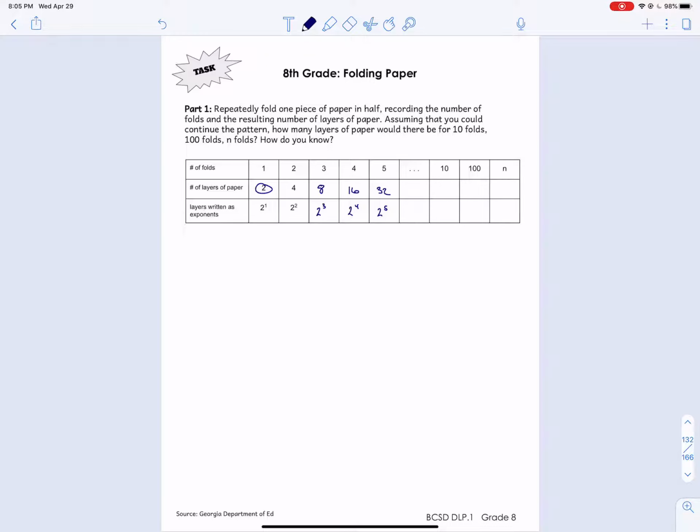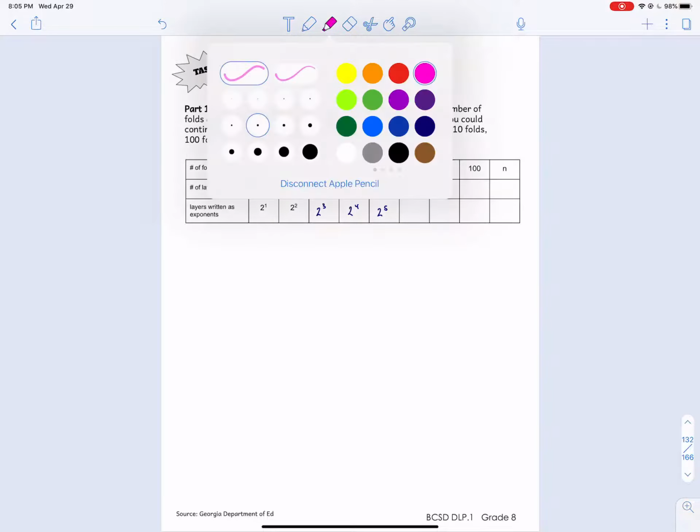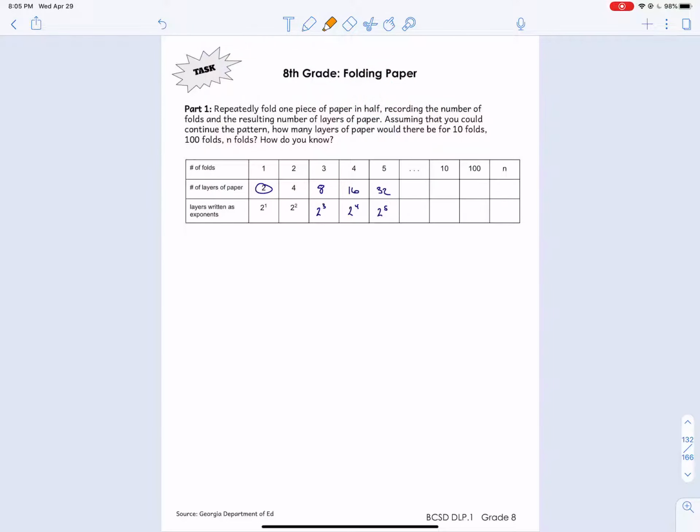So if we could fold it 10 times, how many thicknesses or how many layers of paper would there be? So if we keep following the same pattern on the bottom, how do we get that exponent? If we look at this exponent, say we have the 5 here, that's the same number as here. The 4 and the 4, so it's the number of folds that becomes our exponent. Okay, so let's use that same pattern and write in here 2 to the 10th power.